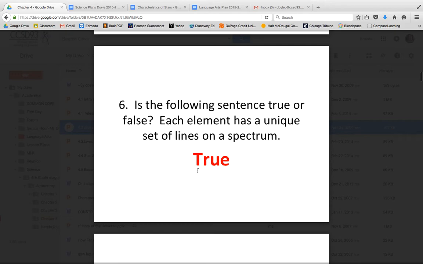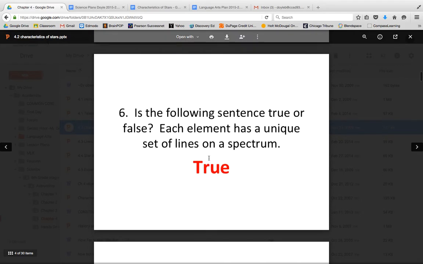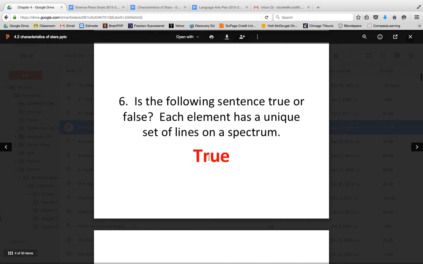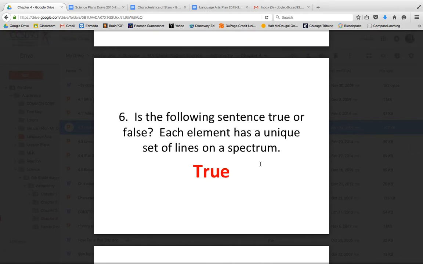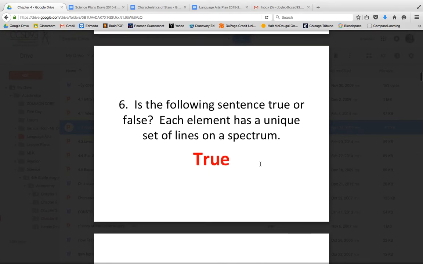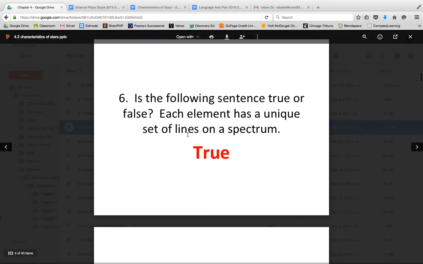True or false, each element has a unique set of lines on a spectrum. That's true. So when something burns, it has kind of like a fingerprint on the spectrum. And each element, whatever is burning, is it hydrogen, is it oxygen, is it helium, as it burns, it has a different set of lines on the spectrum.